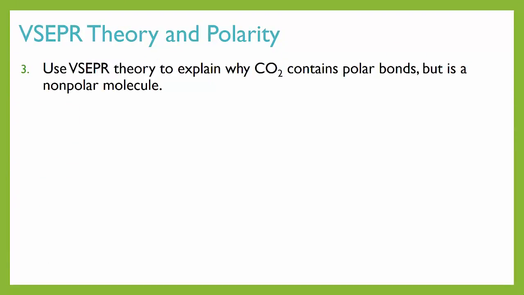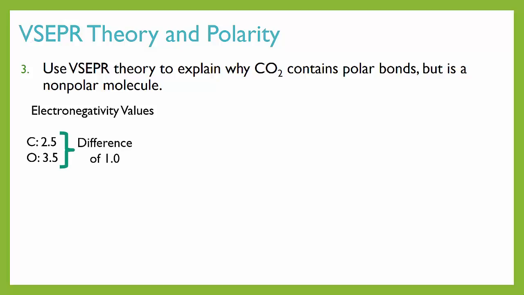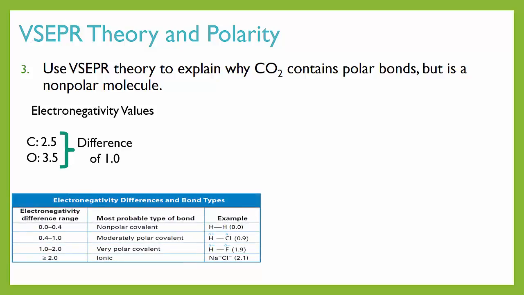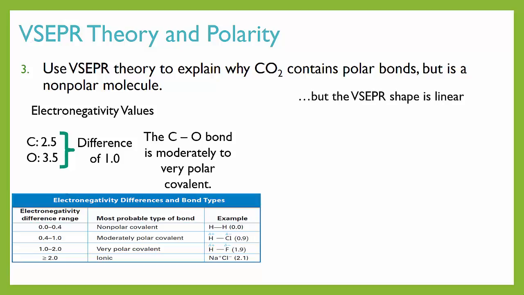Next question is to use VSEPR theory to explain why carbon dioxide contains polar bonds, but this molecule is nonpolar. If we look at the electronegativity values for carbon and oxygen, the difference is 1.0. If we look at our electronegativity differences, a difference of 1.0 is going to be either moderately polar covalent or very polar covalent. So that carbon to oxygen bond is definitely polar, but the molecule is nonpolar.